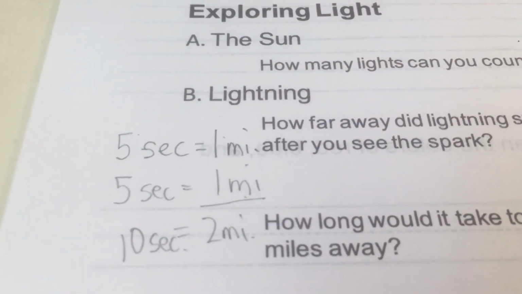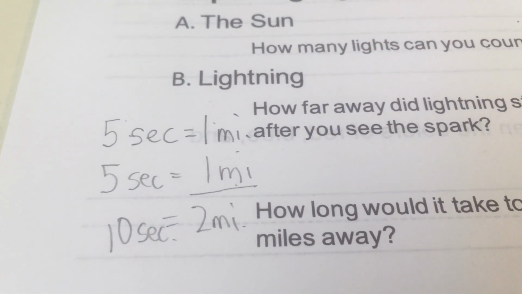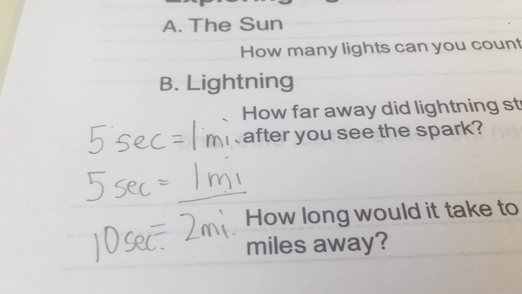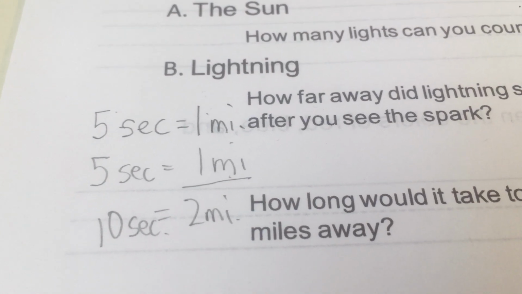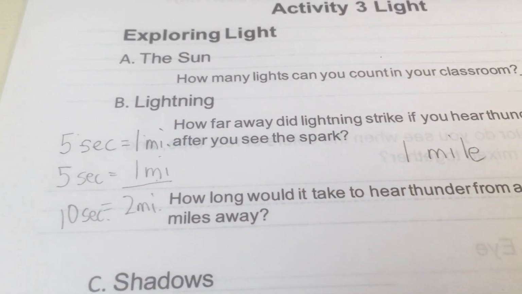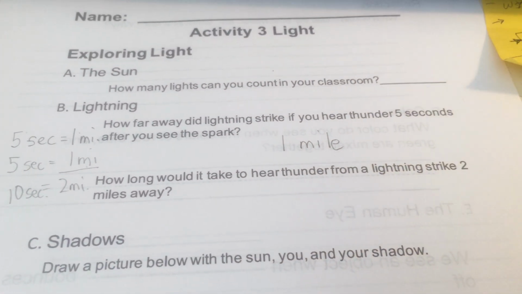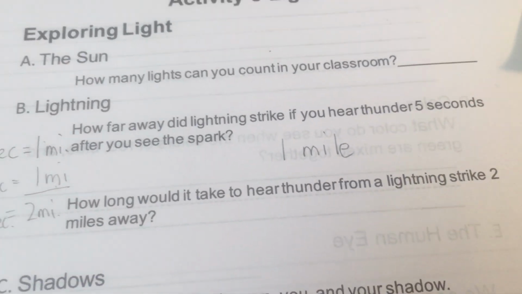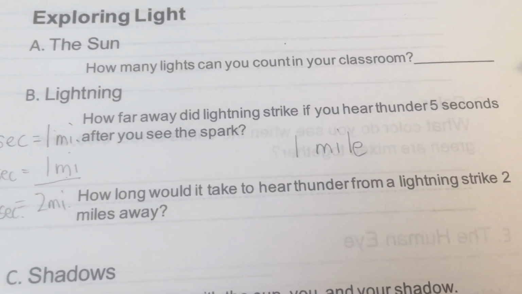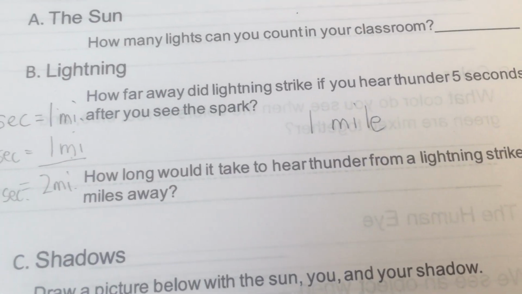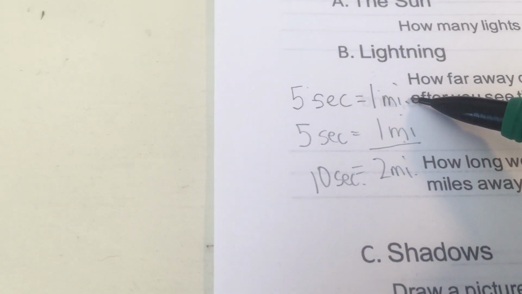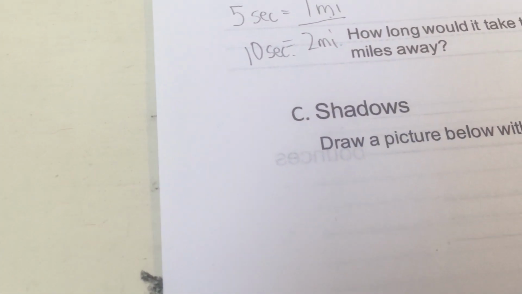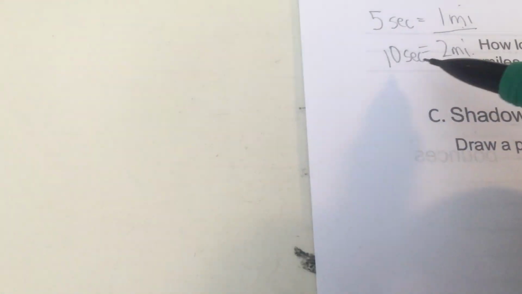In other words, if you see lightning strike the ground and then you count 10 seconds like this, 1001, 1002, 1003, 1004, 1005, 1006, 1007, 1008, 1009, 1010. Well, that means it didn't go 1 mile, but it actually went 2 miles. So 2 miles equals how long?